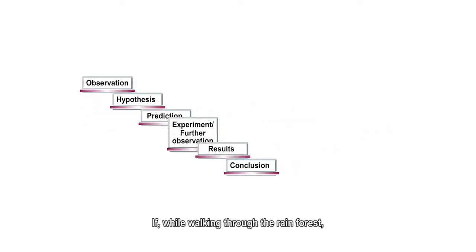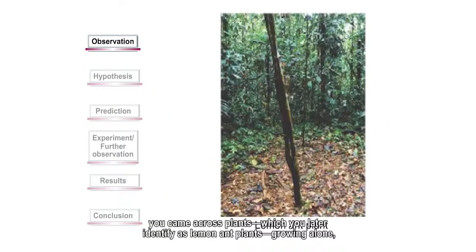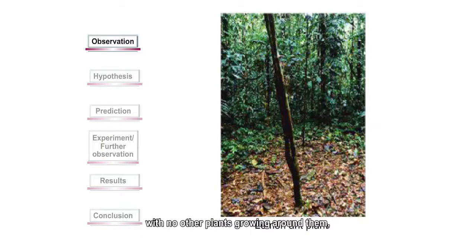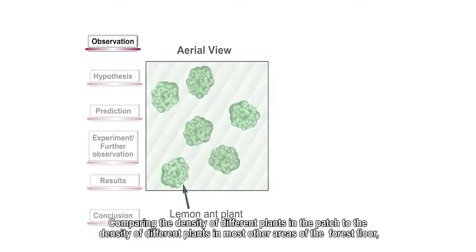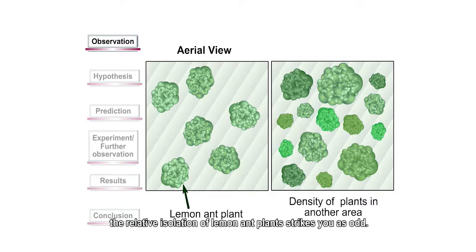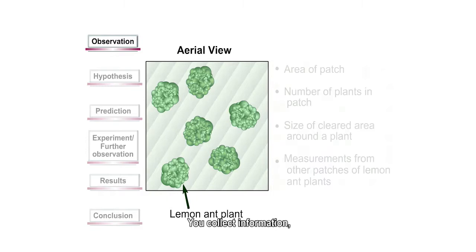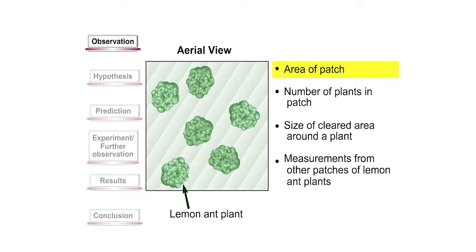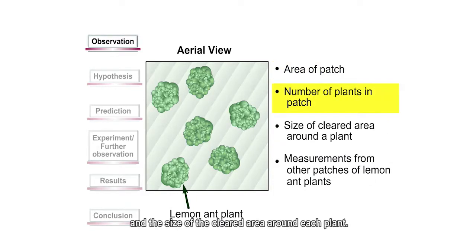If, while walking through the rainforest, you came across plants which you later identify as lemon ant plants growing alone with no other plants growing around them, you might record and describe that observation. Comparing the density of different plants in the patch to the density of different plants in most other areas of the forest floor, the relative isolation of lemon ant plants strikes you as odd. You collect information such as the area of the patch, the approximate number of plants in it, and the size of the cleared area around each plant.